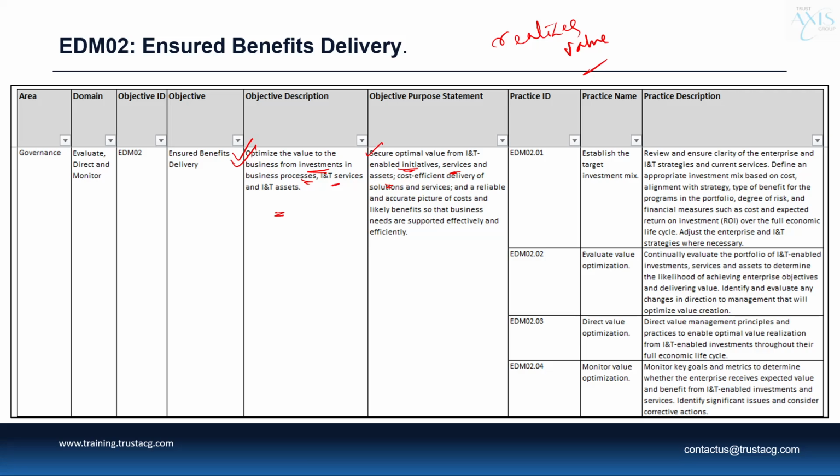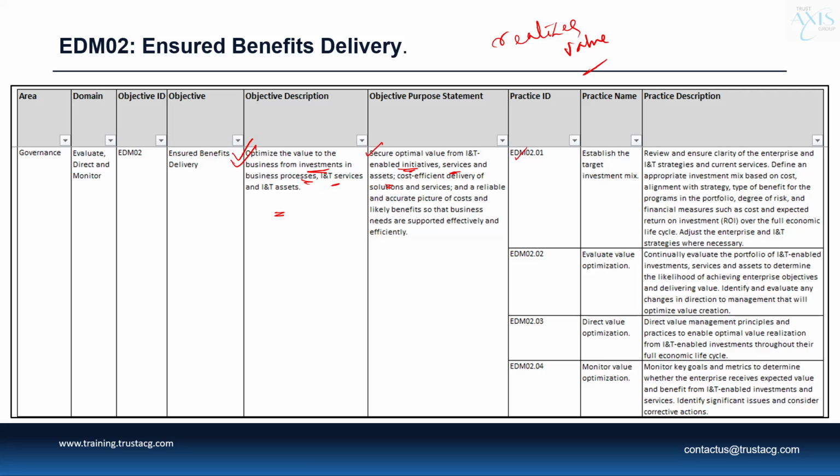Now, this particular objective is composed of four different practices. First one is establishing the target investment mix. Second one is evaluating the optimization of the value. Third one is directing the optimization of the value. And fourth one is monitoring the value optimization. Right. So let's go into the depths of each practice in detail, including some of the specific activities that must be executed in order to achieve the outcomes of those practices, right?